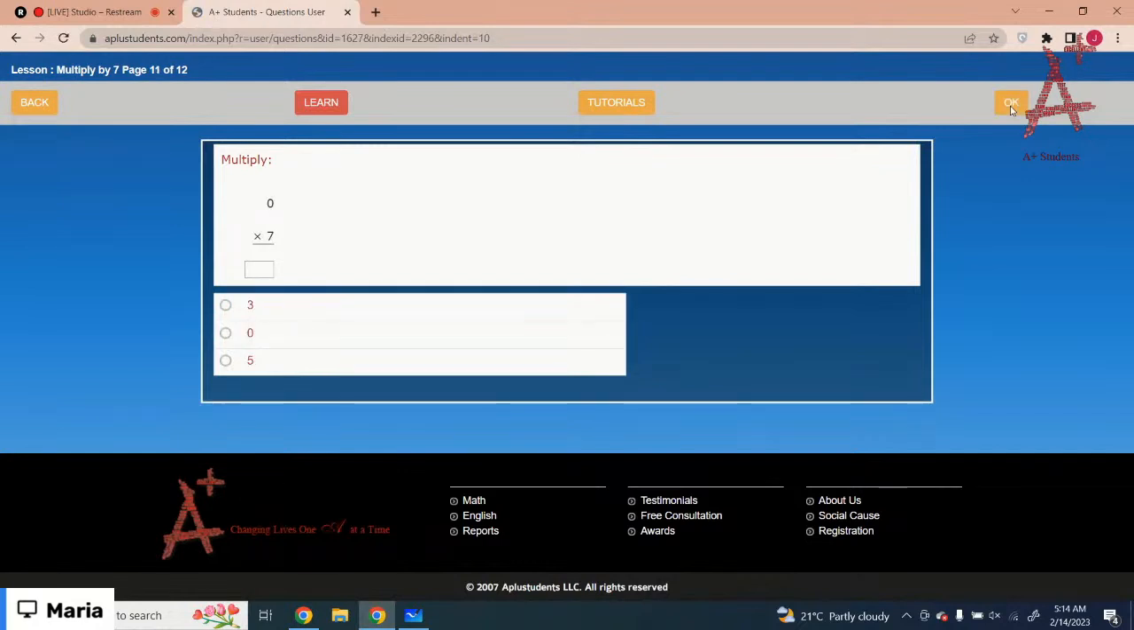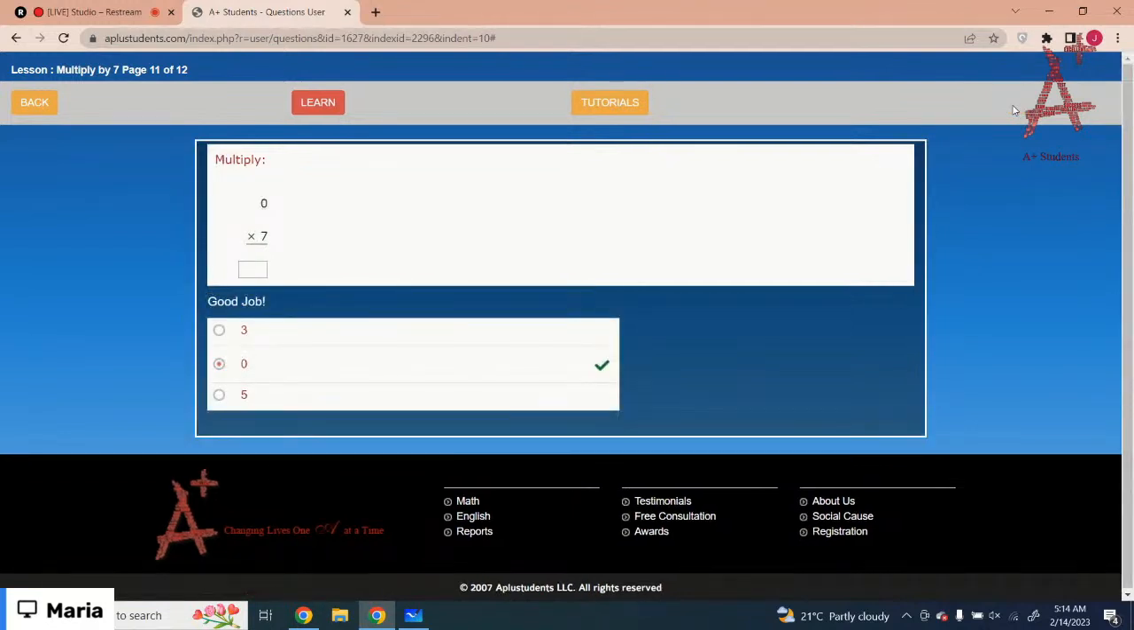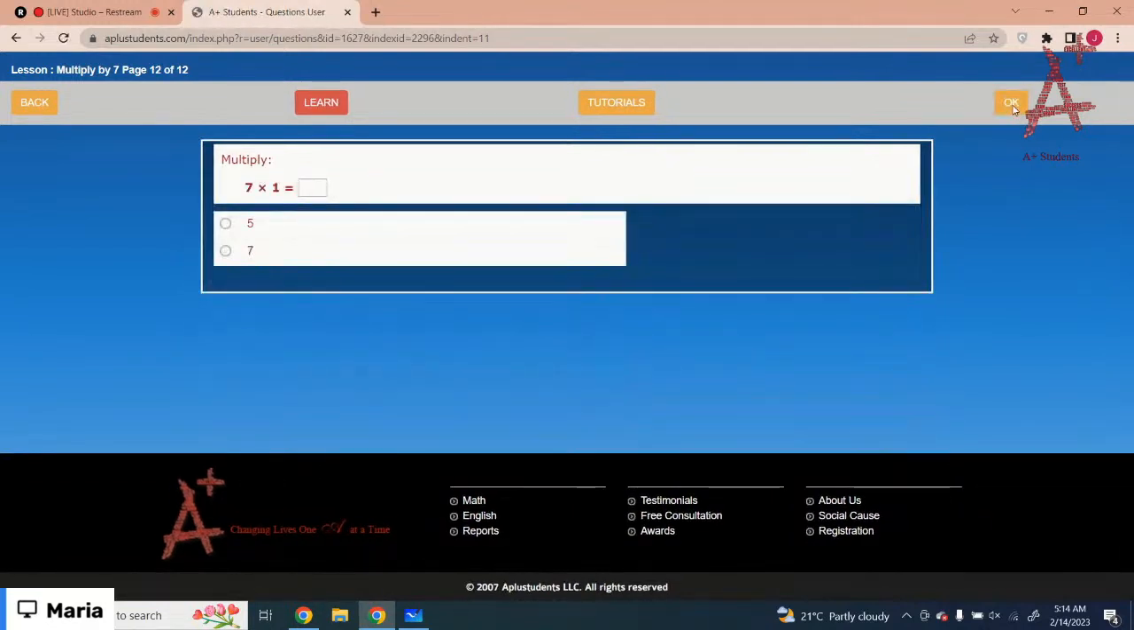The next one is 0 times 7. So 0 times 7 is 0. Got it? 0 multiplied by any number makes 0. Got it? The next one is 7 times 1. So 7 times 1 is 7.